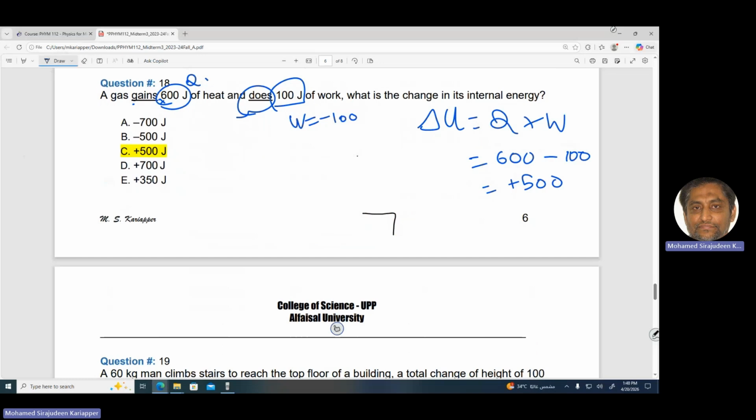So the question is, W means work done on the gas. But its value we should put as negative, because you are not doing the work on the gas, the gas is doing the work. So W, the work done on the gas, is equal to negative 100.